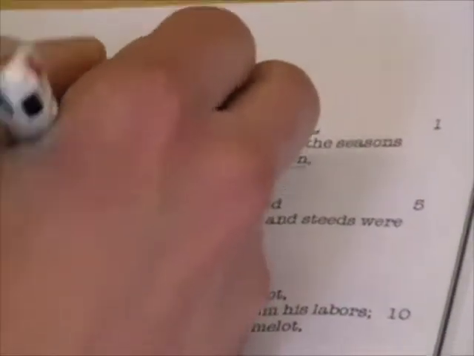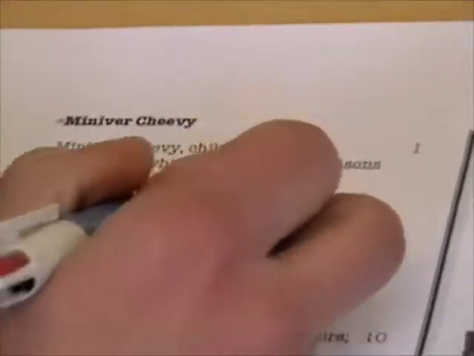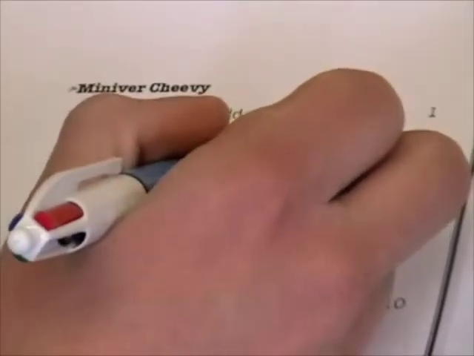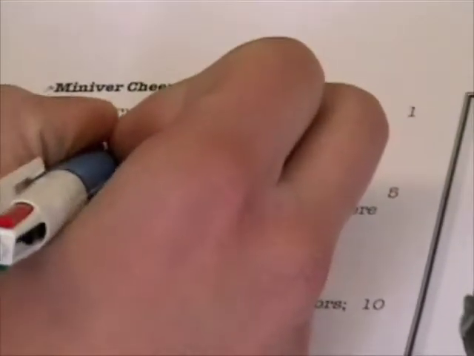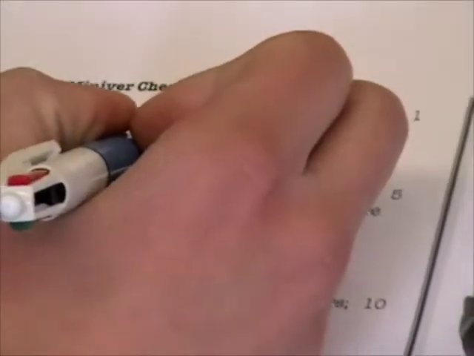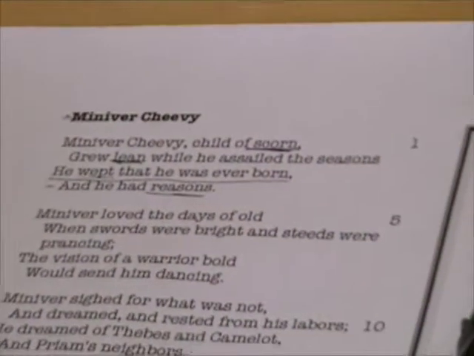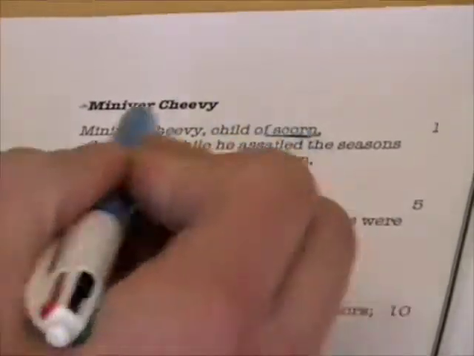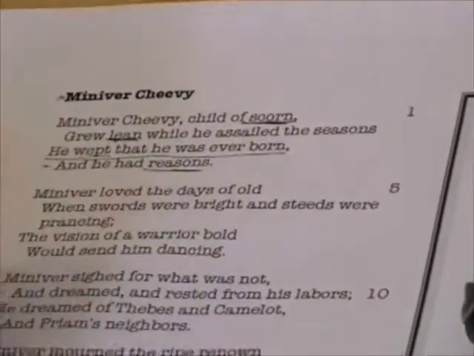Okay, so obviously they're going to be talking about Chivi's reasons for being so depressed in the next couple stanzas. Now, since they're talking about him being depressed, in this stanza, I know that's a really important part of the poem. So I'm going to really be looking out for the reasons why he's depressed. Take a minute to underline scorn, lean, the third line of the poem, and reasons before we move on to the second stanza.